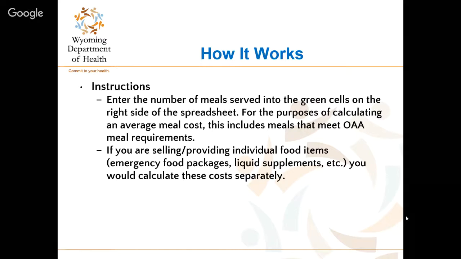You'll also need to enter the number of meals served into the green cells on the right side of the spreadsheet. For the purposes of calculating an average meal cost, this includes only meals that meet Older Americans Act requirements. You should only be entering Older Americans Act meal requirement meals into SAMS, so they should be the same as your SAMS reports. If you are selling or providing individual food items, then you would calculate these costs separately. So if you serve emergency meals, and you should be serving them, you would not be including these in the cost of the nutrition program.